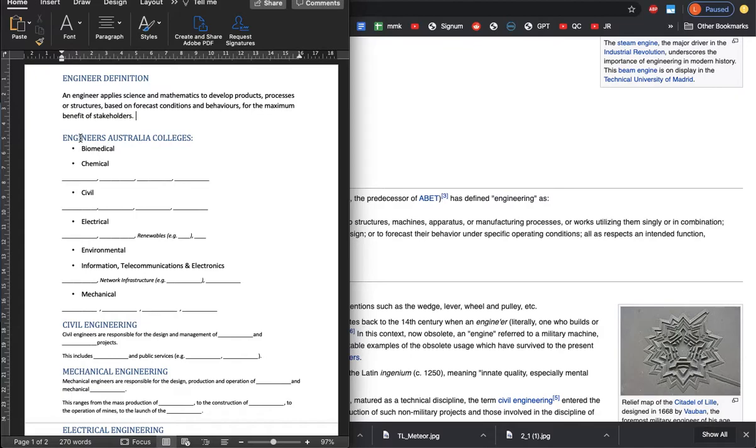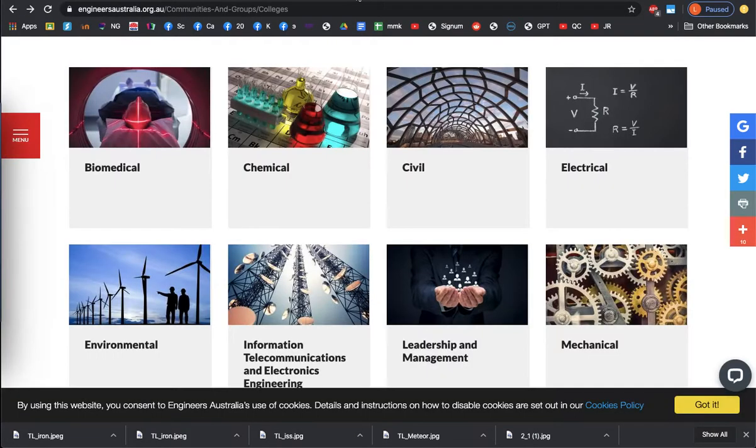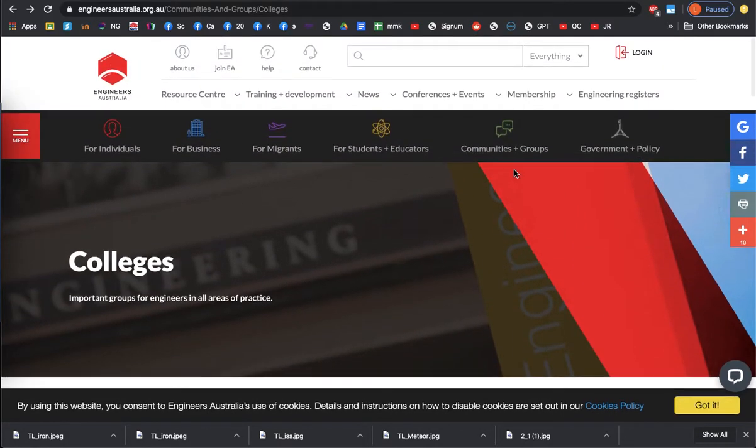And so then I have Engineers Australia colleges. Well, okay, first of all, what's Engineers Australia? Engineers Australia is the organisation that governs engineering in Australia. It's kind of in the name. The idea is that if you get an engineering degree, for it to be recognised, it has to come from a university that is endorsed by Engineers Australia. Engineers who are coming from overseas who want to get their degree recognised have to apply through Engineers Australia.